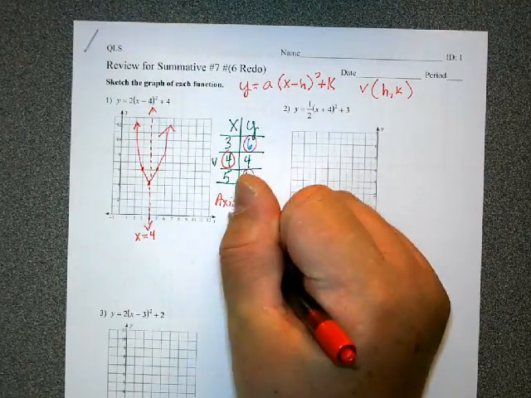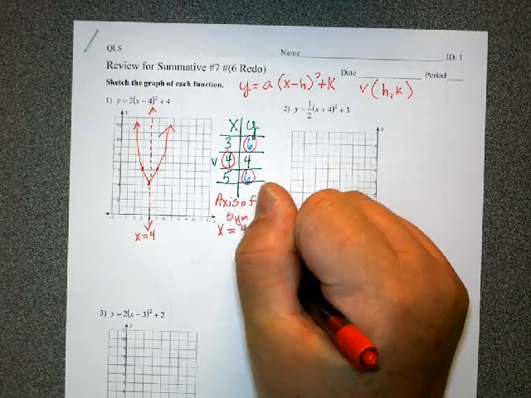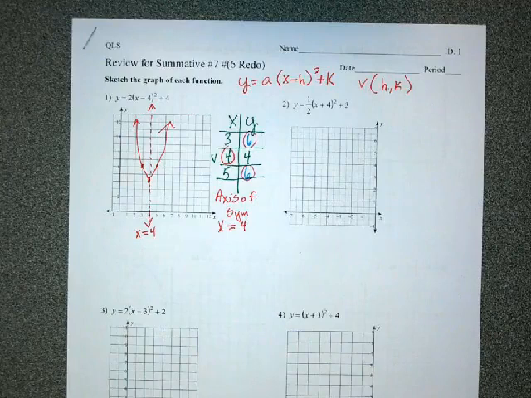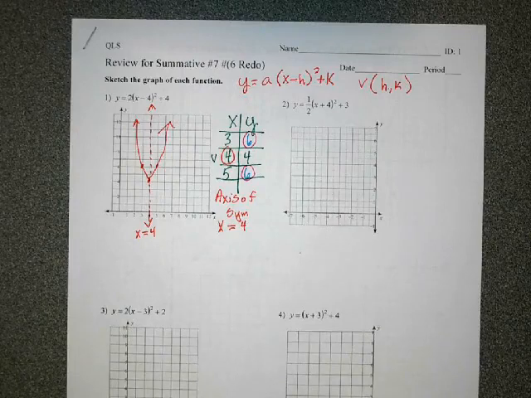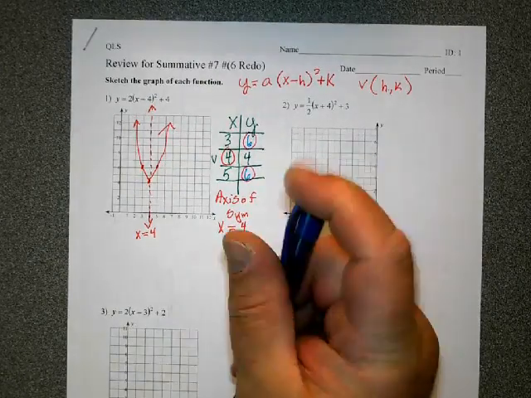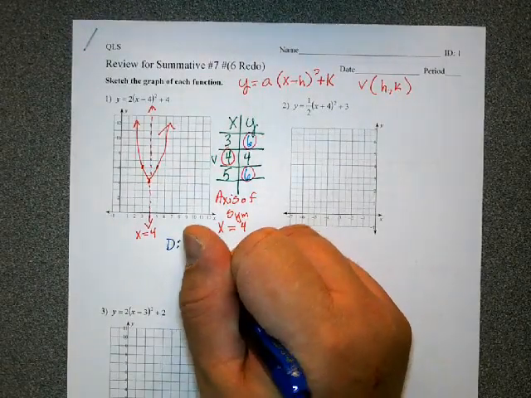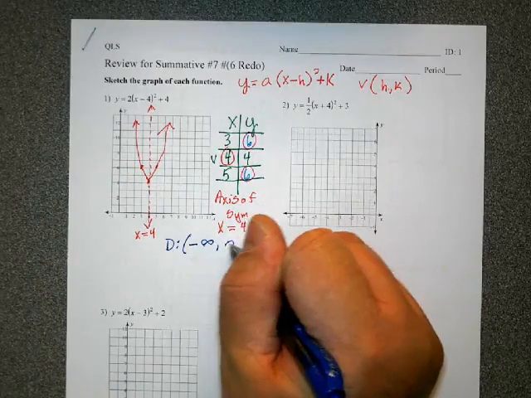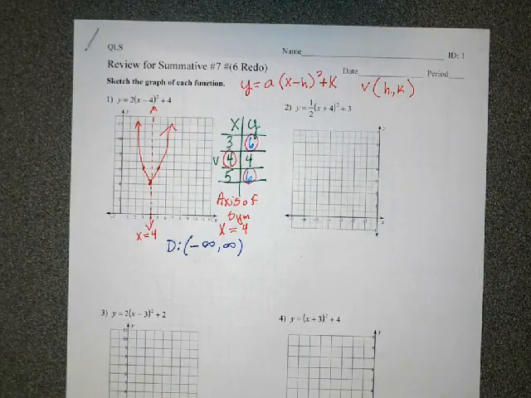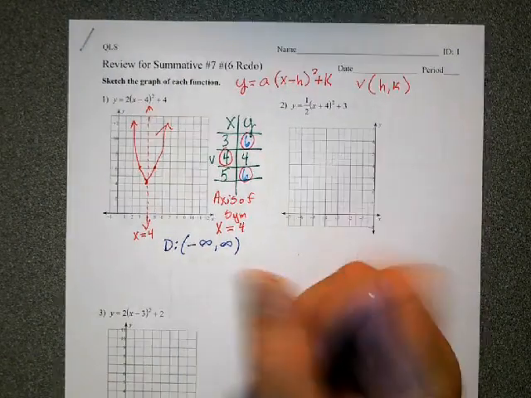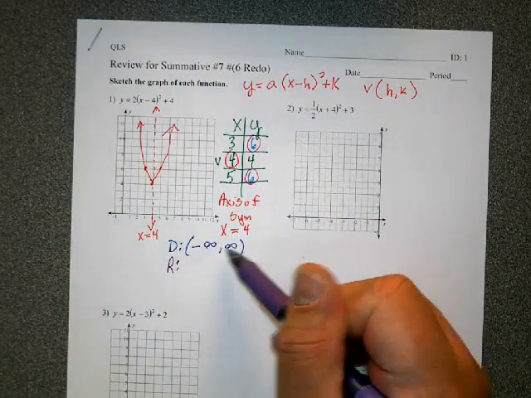x equal 4. Also, you're going to have to state the domain and range. Now, the domain, really easy. For this course, it's always going to be, for parabolas, negative infinity, positive infinity. The range is what's going to change. Now the range, it's either going to be positive or negative infinity, and it's going to be the y value of the vertex. So I have 4.